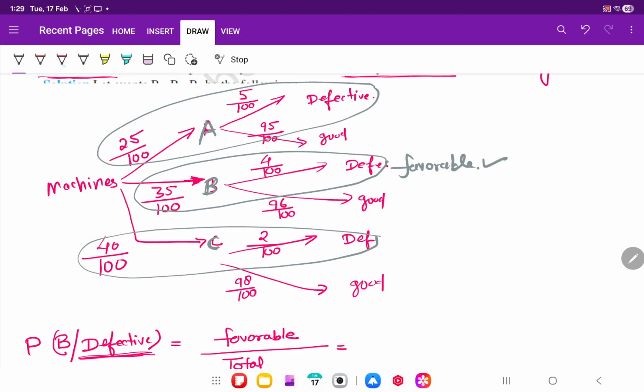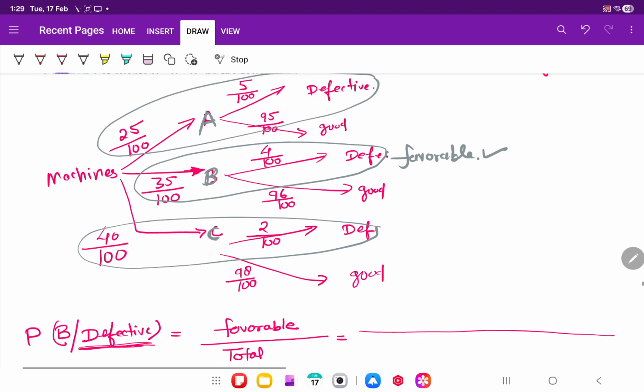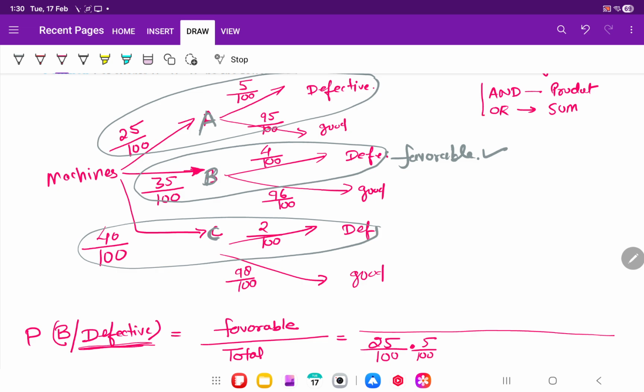So let me write down the total cases here. Okay. So first is it is made by machine A and defective. Machine A possibility is 25 by 100, and defective means product, 5 by 100. Okay. Remember, whenever there is 'and', we take product. And whenever there is 'or', we always take sum. This is the rule of probability.